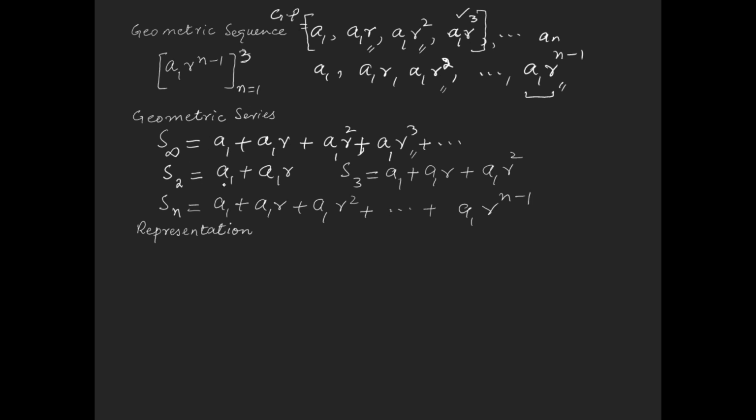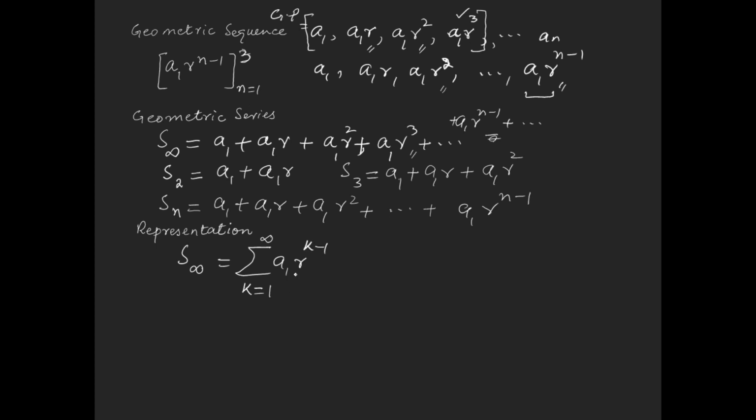But how is a series represented? For example, this is an infinite series. How will this series be represented? It will be represented as S infinity equal to, using sigma notation, and instead of n we take k from 1 to infinity. And what is the general term of this series? The general term is the same, a1 r power n minus 1, but instead of n we take k.